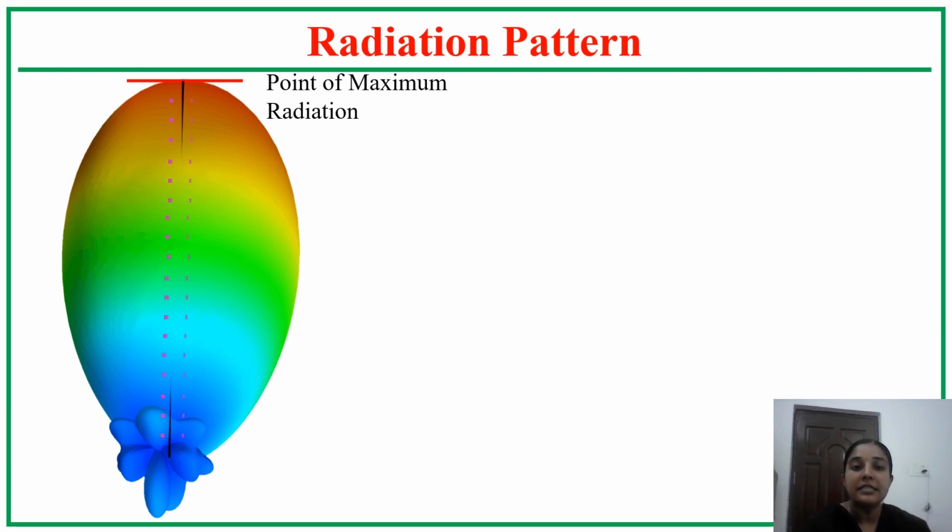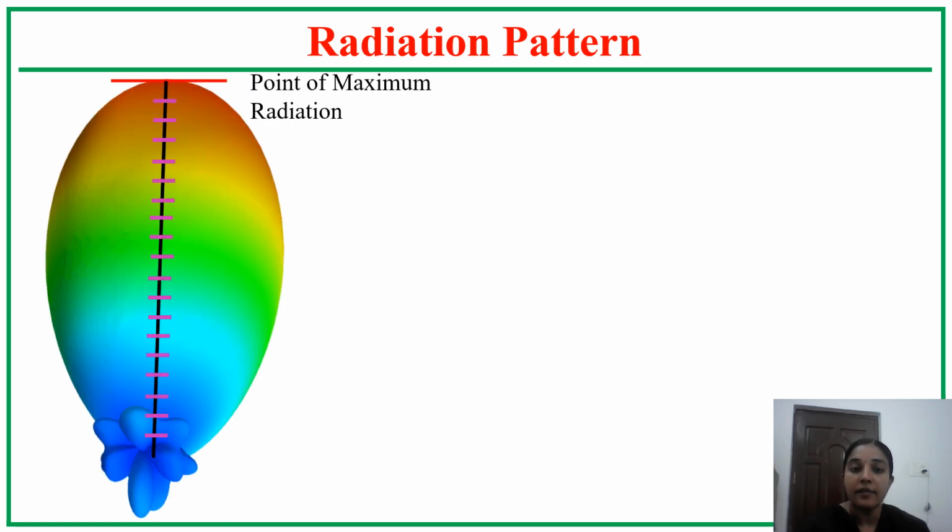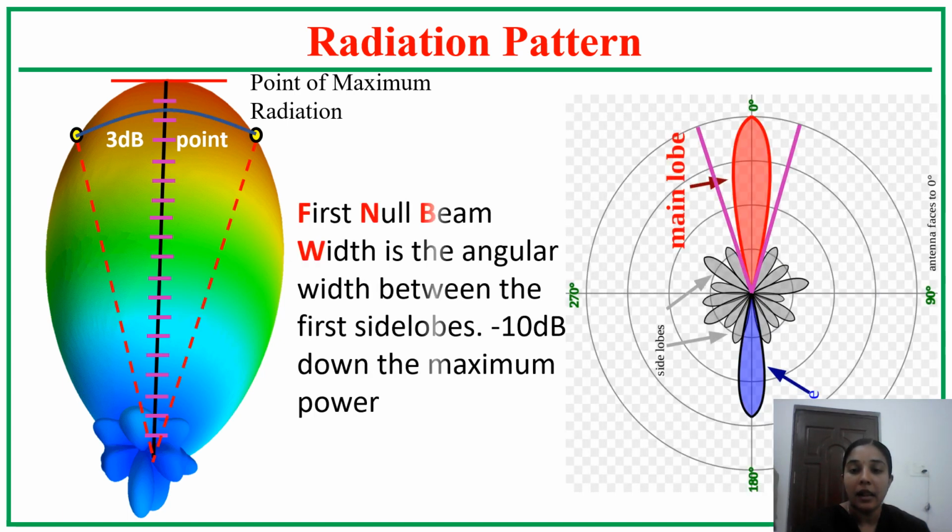So this is the maximum point of radiation. From the maximum point of radiation, we'll be calculating 3 dB below. From that, we'll be considering the half power beam width. What is half power beam width? It is the angular width in degrees measured on the major lobe of its radiation pattern at half of its power points.